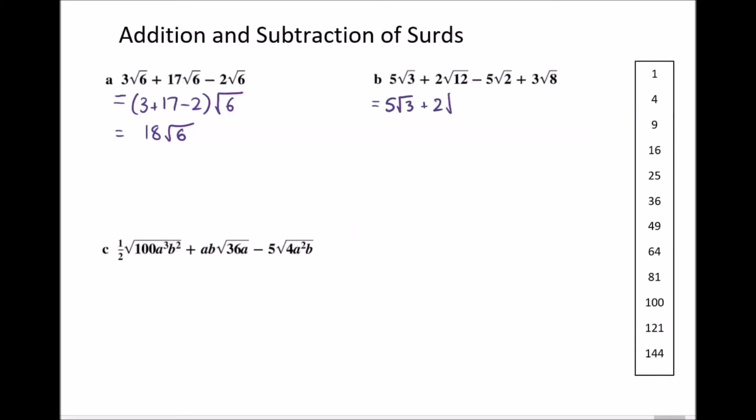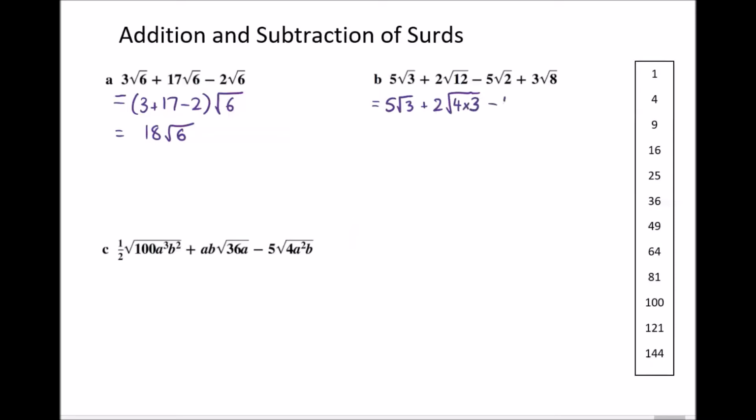Now we know we need to write square root of 12 as a product of its factors, where one of those factors is a square number. So the factors that make up 12, we have 2 and 6, but neither of those is a square number. We have 4 and 3, and 4 is a square number. That's in our list down the side here. So we can rewrite square root of 12 as square root of 4 times 3.